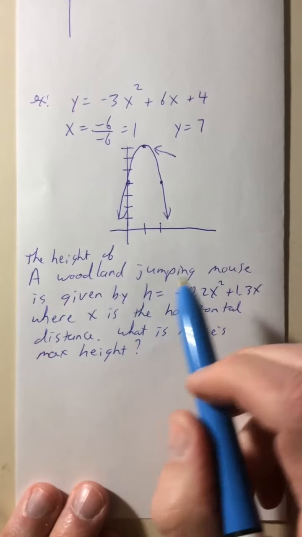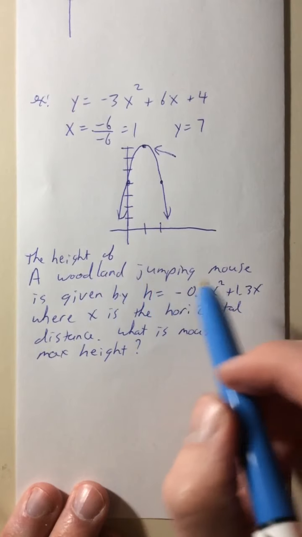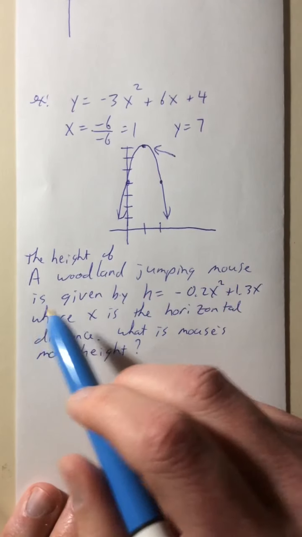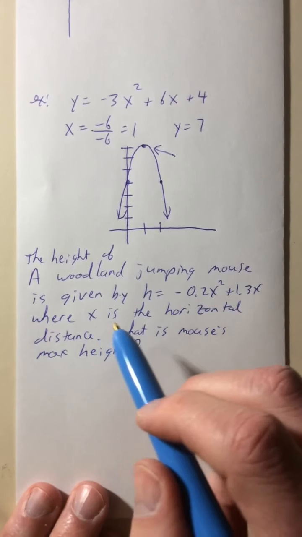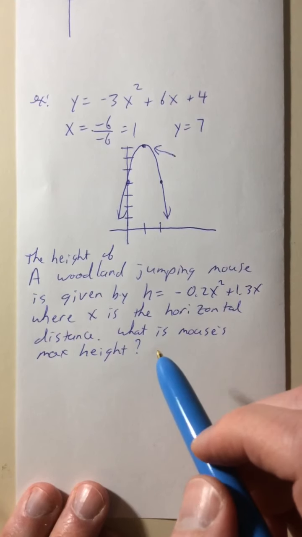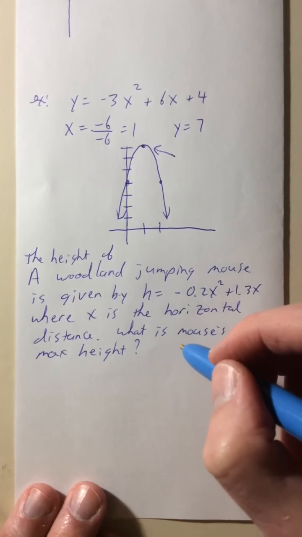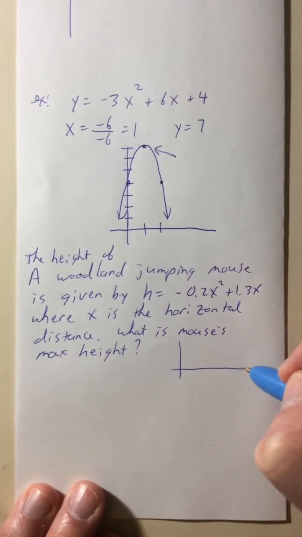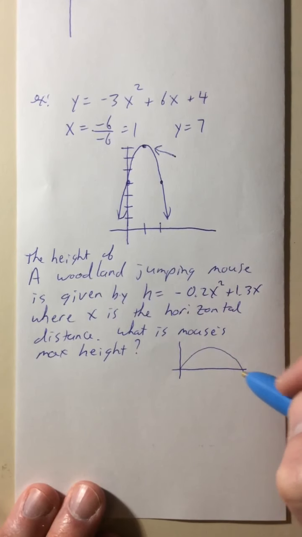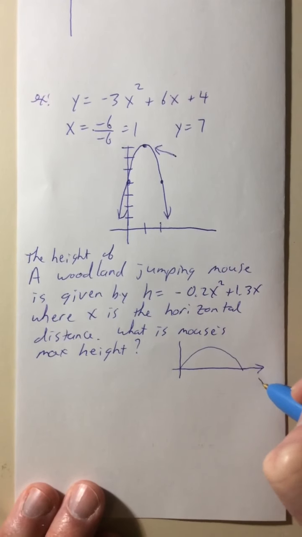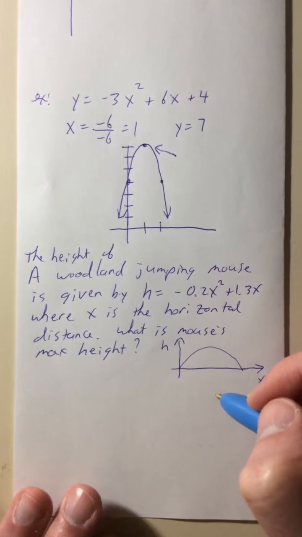So here it is. The height of a woodland jumping mouse's jump is given by h equals negative 0.2x squared plus 1.3x, where x is the horizontal distance that the mouse has jumped. What is the mouse's maximum height? Okay, so you can imagine what's going on here. We got a little graph situation right here, and here's the mouse starting right here, and it jumps and it lands down here. And so this is the x amount, this is the horizontal distance, and this is the h amount. How high has the mouse jumped?